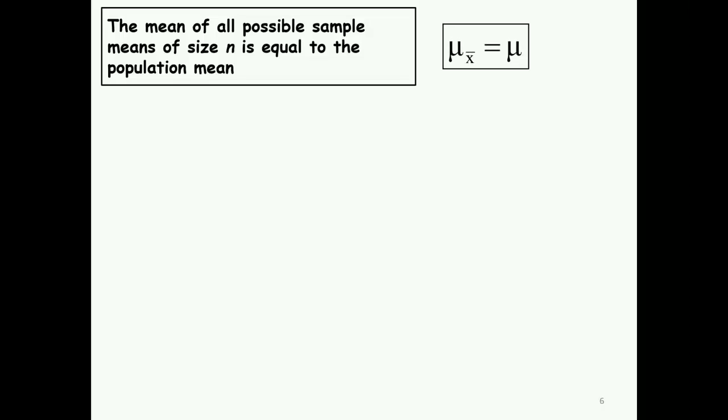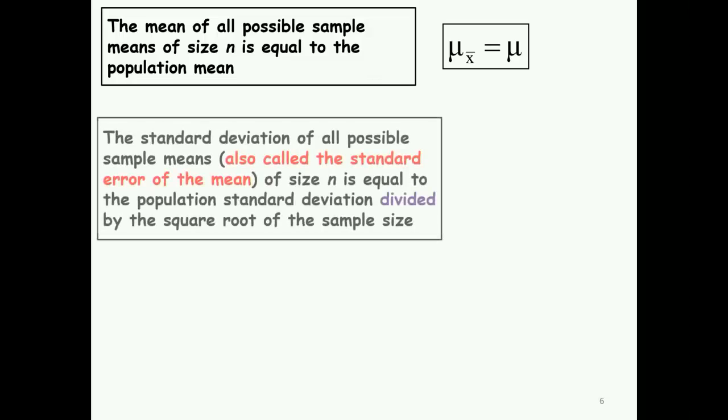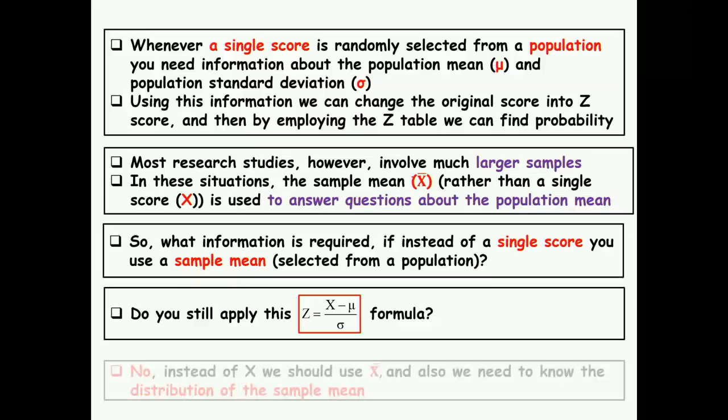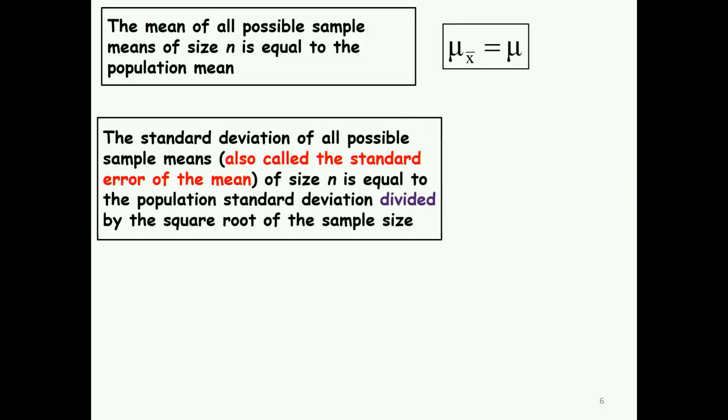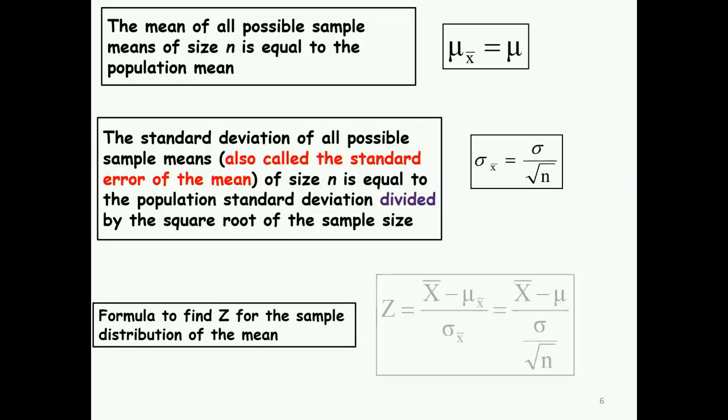What about the population standard deviation? This is the mean of all sample means. The standard deviation is no longer sigma. The standard deviation would be the population standard deviation divided by the square root of the sample size. So finally, when we are talking about samples, the formula has to be like this. Keep in mind, we don't know the population mean because it is difficult, but we are assuming that we know the population standard deviation.